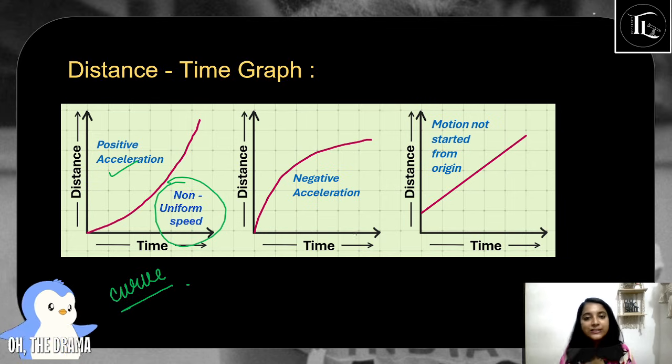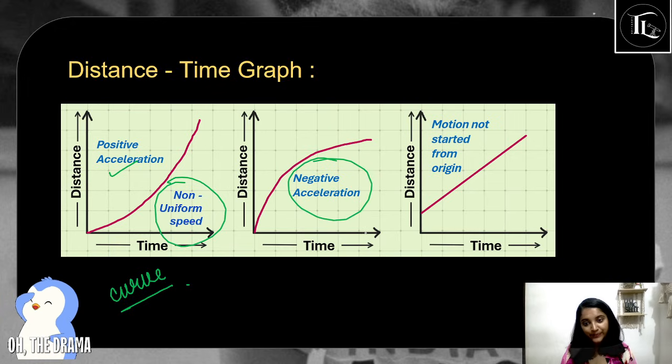Same way it can decrease also. You can still be moving in the forward direction, but now with less speed. So that is negative acceleration. And lastly, again, it's a graph of uniform motion, but now the distance isn't starting from the origin, rather it is starting from some point. It's like instead of starting from 0, you're starting from like 20 meters.